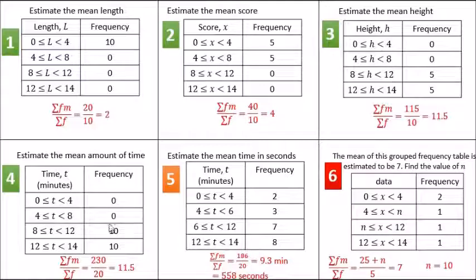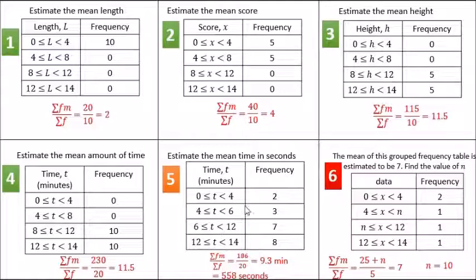11.5. This question is exactly the same as this one, except I've just doubled the frequencies, so your frequency times midpoints doubles, so this becomes 230 instead of 115, and the frequency becomes 20 instead of 10, so we get 11.5 again.